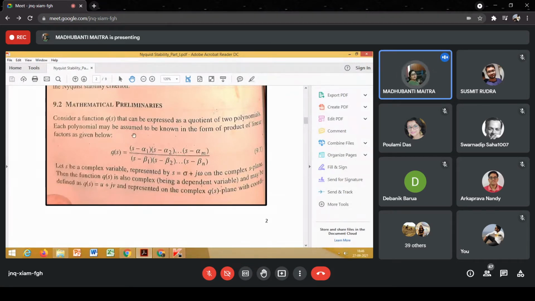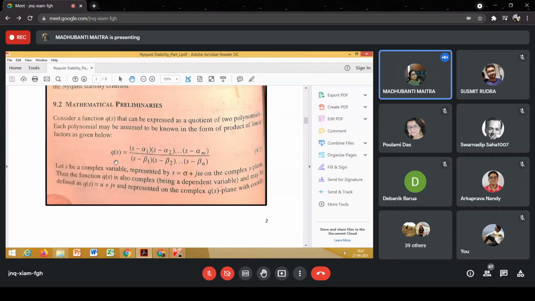Now, let's take a particular value of s, and let it be, say, s0. So s0 is a point on the s plane because s is our complex variable given by sigma plus j omega, and we are familiar with the s plane. So let's take a point s0, and if you assume that at s equal to s0, at that particular point on the s plane, Q(s) does exist, then we can say that Q(s) is analytic at a point s equal to s0.